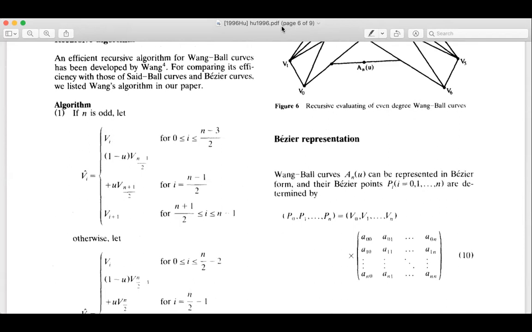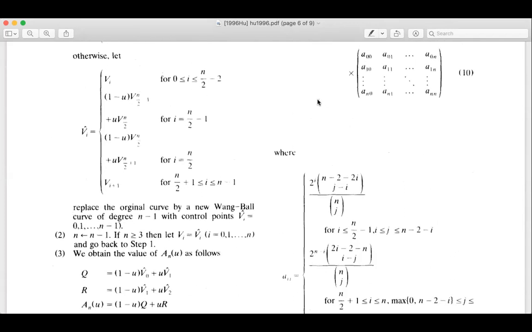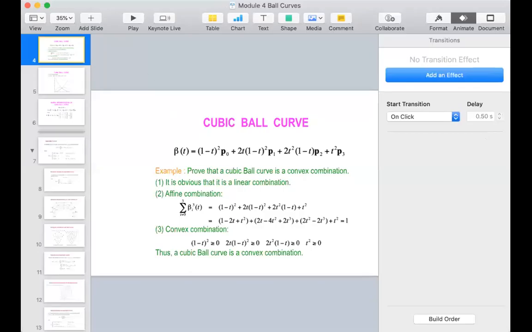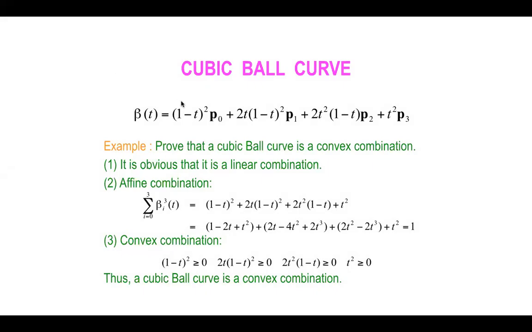What I'm trying to say is that this paper provides many things about the properties of Wang-Ball curve and Sideball curve, but because it is all document, you can see that it is not clear in some formulas. So I can say that it's not clean. So that's why I reformat them and try to make it easier to understand.